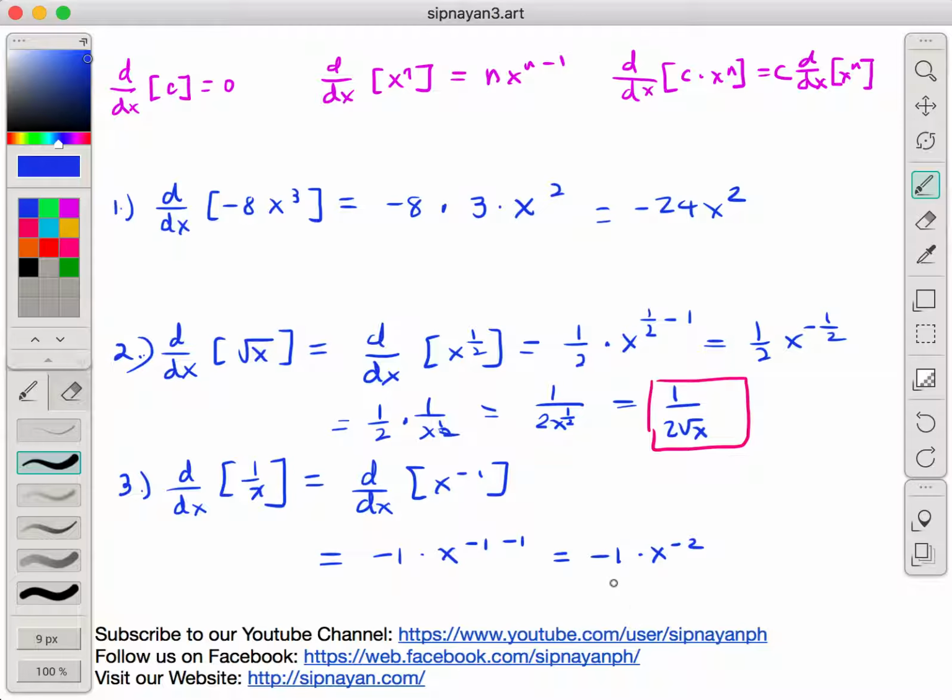Okay? Again, negative exponent, gusto natin siyang ibalik sa positive exponent kasi yung original na given natin ay positive. So, this is negative 1 times 1 over x squared. X to the negative 2 is 1 over x squared, di ba? And this is equal to negative 1 times that expression, so negative 1 over x squared.